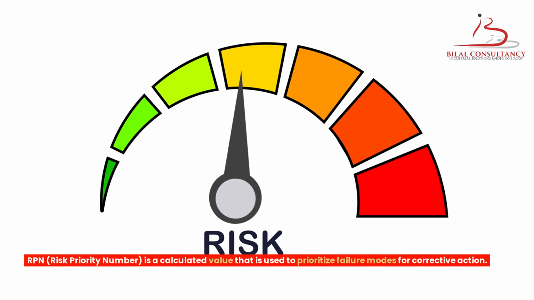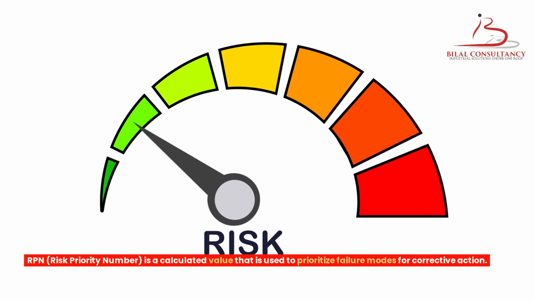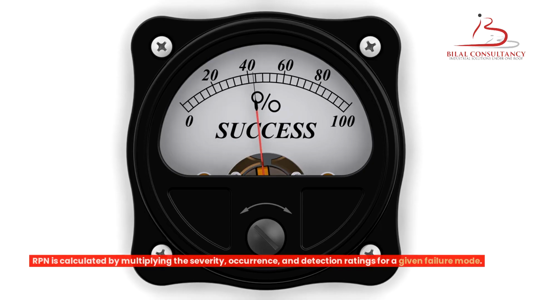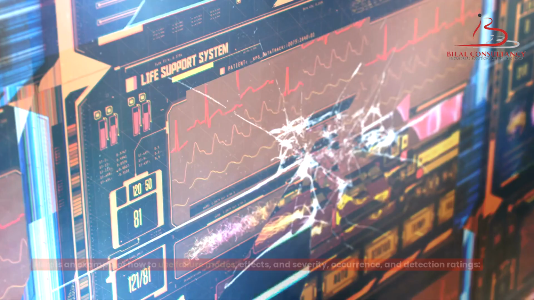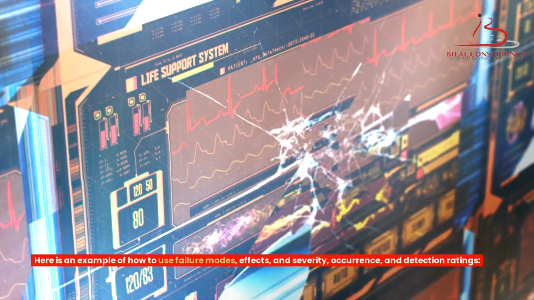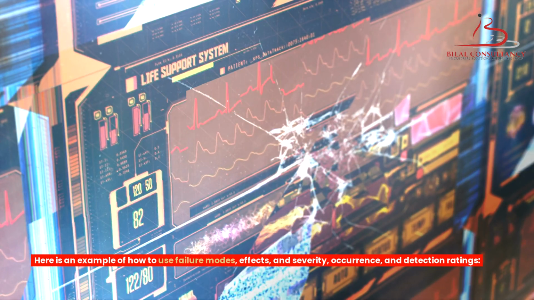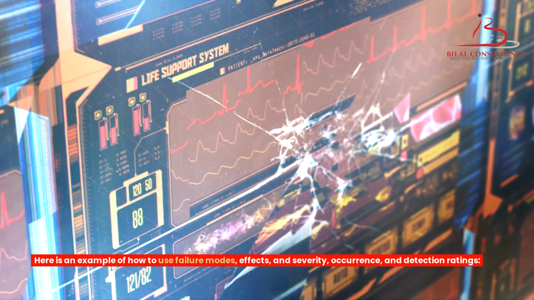RPN, risk priority number, is a calculated value that is used to prioritize failure modes for corrective action. RPN is calculated by multiplying the severity, occurrence, and detection ratings for a given failure mode. The higher the RPN, the higher the priority for corrective action. Here is an example of how to use failure modes, effects, and severity, occurrence, and detection ratings.